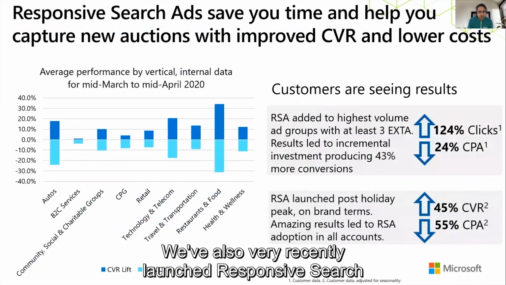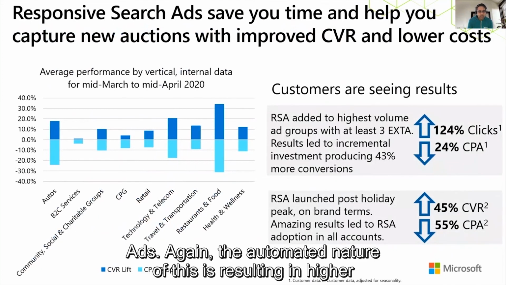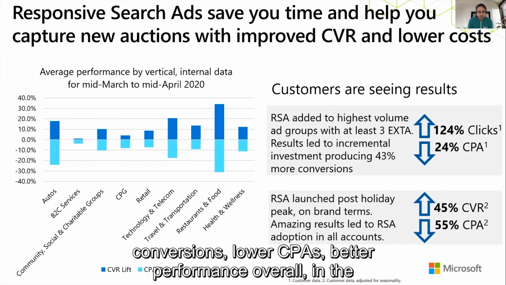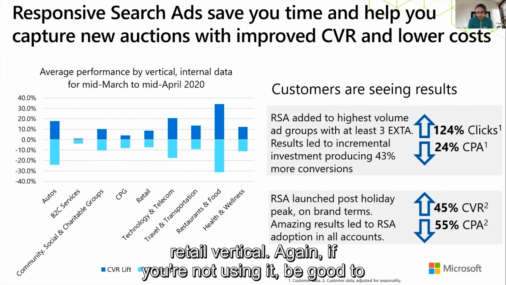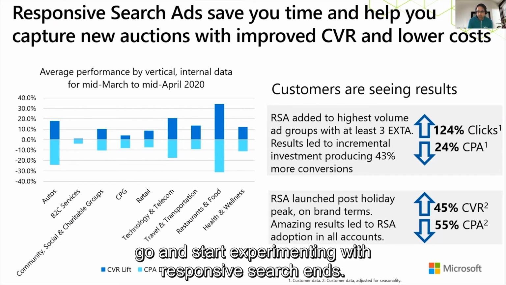We've also very recently launched responsive search ads. Again, the automated nature of this is resulting in higher conversions, lower CPAs, better performance overall in the retail vertical. Again, if you're not using it, it'd be good to go and start experimenting with responsive search ads.